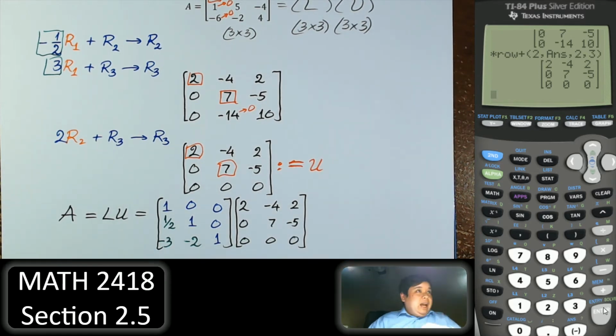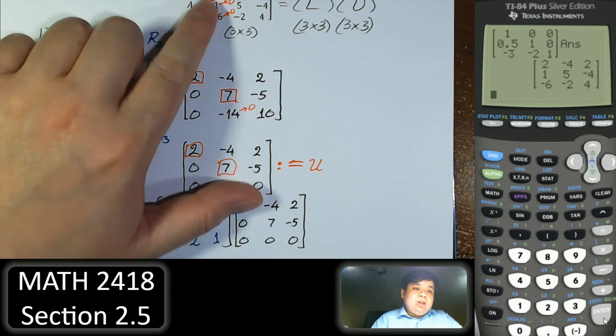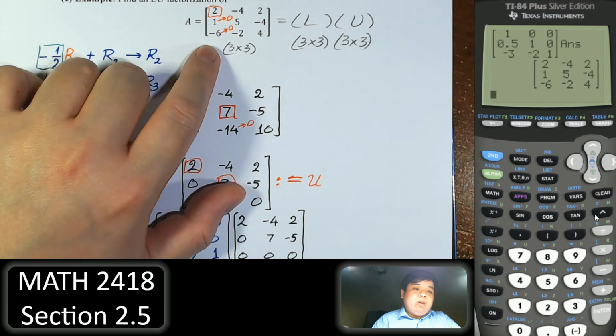Right, and of course the way we check is just multiply them. L is 1, just type 1/2 or 0.5, 1, negative 3, negative 1, 1/2, 1, negative 3, negative 2, and 1. Right. The last entry is U, so second answer, and there. 2, negative 4, 2, 1, 5, negative 4, negative 6, negative 2, and 4.